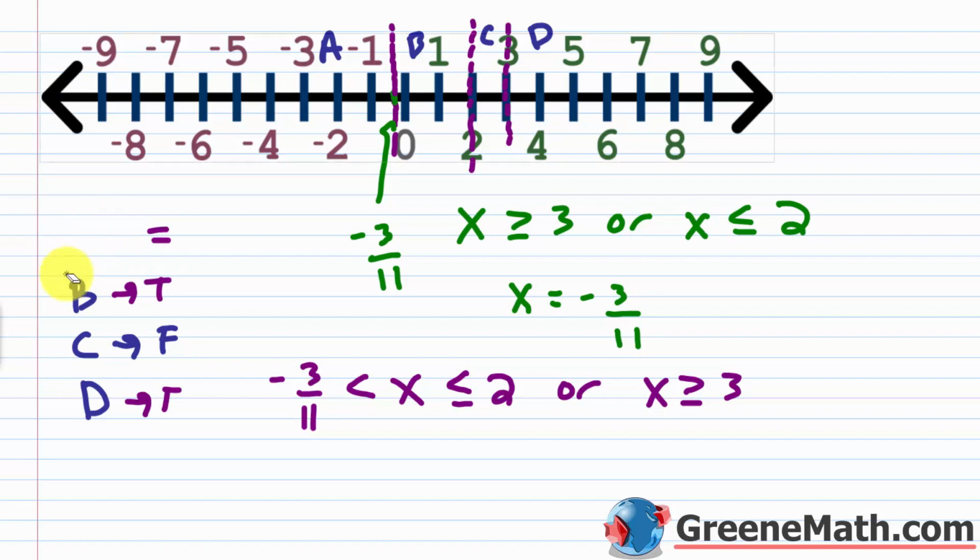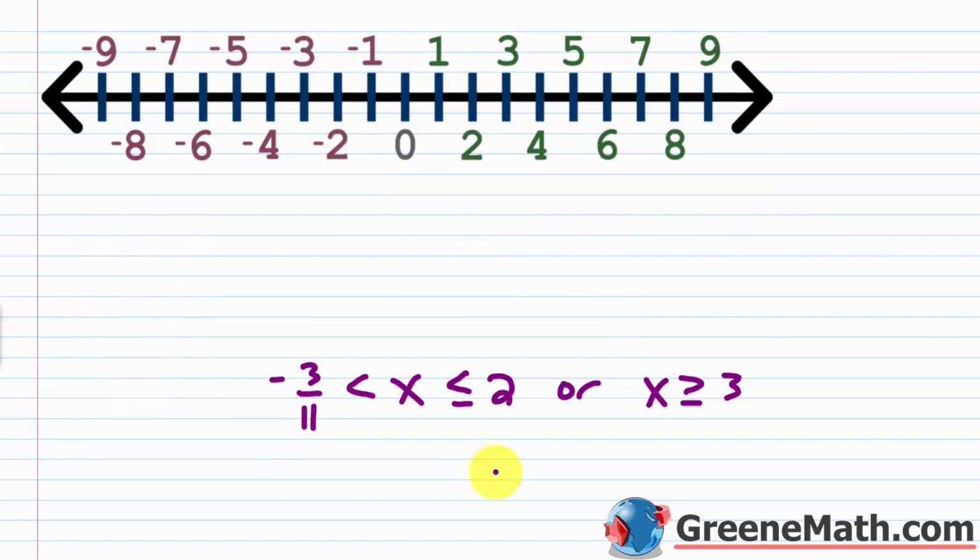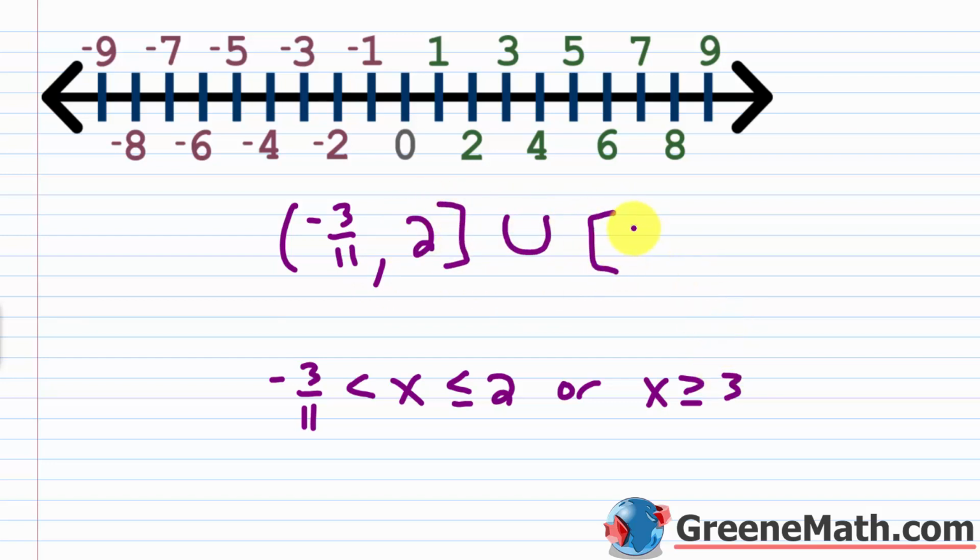So let me erase all of this. We don't need it anymore. So in interval notation, it's the union of these two sets here. I would have a parenthesis next to -3/11, then a comma, then a 2 and a bracket. And the union with a bracket next to 3, and this goes out to positive infinity. So again, use a parenthesis with infinity.